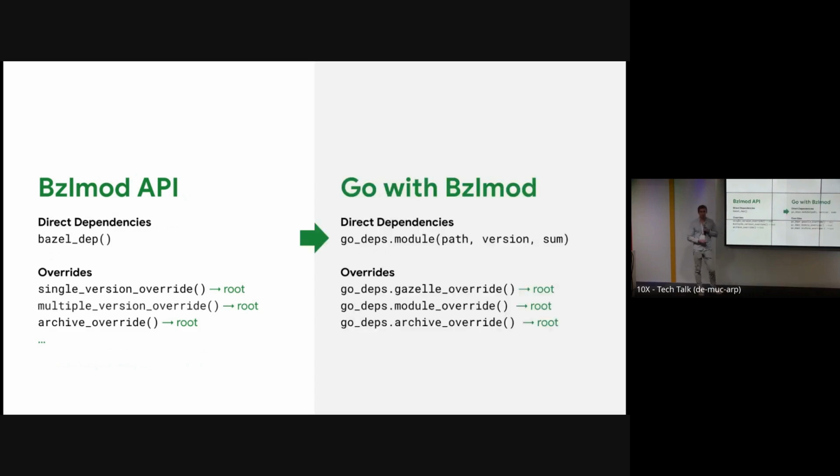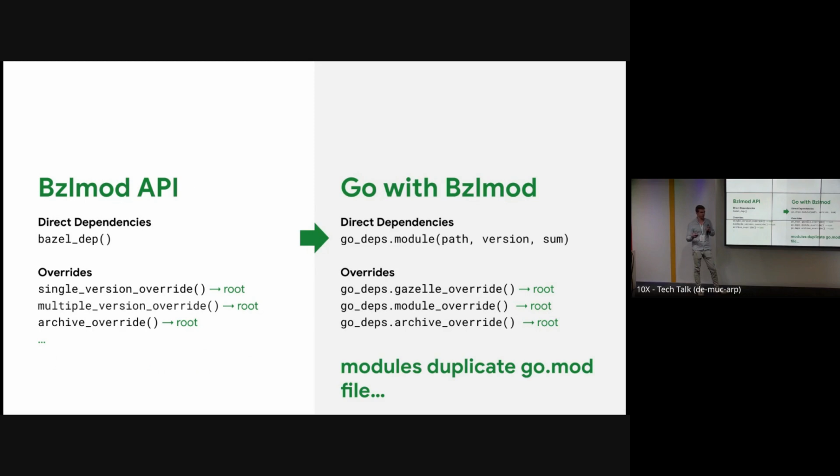So we designed Go with Bzlmod to follow a very similar API. We declare go_deps.module, which is a direct dependency. And then we provide 3 different overrides. They each do different things. One of them declares Gazelle directives you can create build files with. And then module applies patches. Archive can be used to download from a different resource.